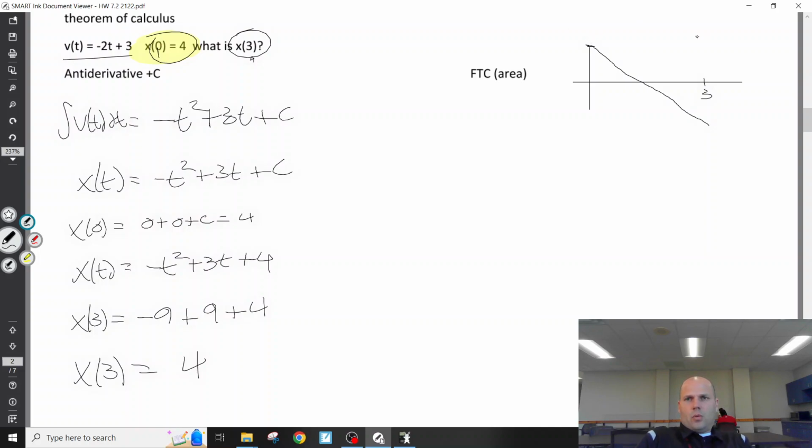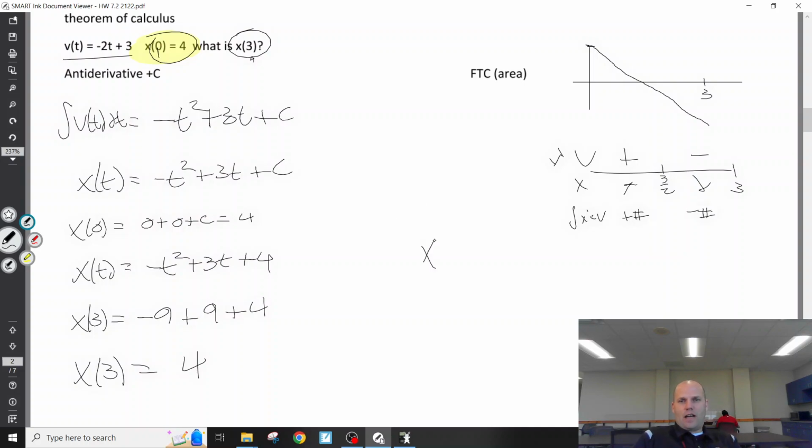We have a positive velocity until 3 halves, and then we have a negative velocity from there. That's my derivative. That means my position is increasing then decreasing. The area under my derivative, the area under my velocity, will tell me how far I've gone to the right and how far I've gone to the left.